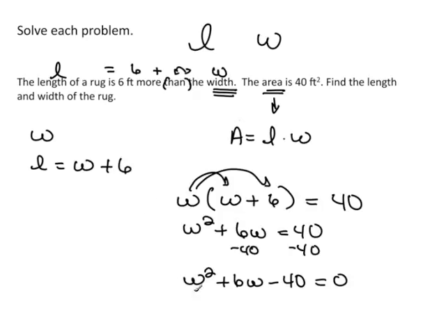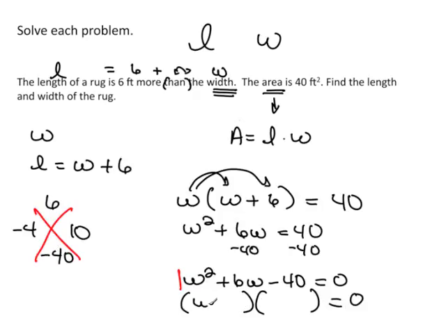So we have a second degree equation with a coefficient of 1, so we can use the X puzzle to solve it. So we have 6 at the top and a minus 40 at the bottom. If we find all the factors of negative 40, we can see that negative 4 and 10 would work. Negative 4 plus 10 gives you that 6, and negative 4 times 10 gives you that negative 40. So when we factor this out, we get W minus 4 and W plus 10. So we set each of the factors equal to 0 and solve.